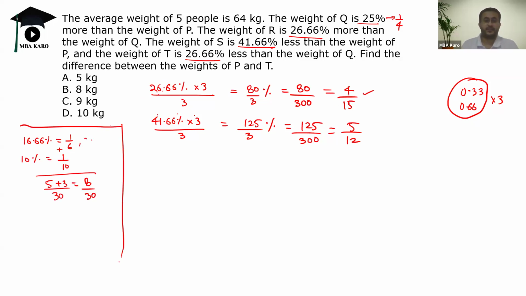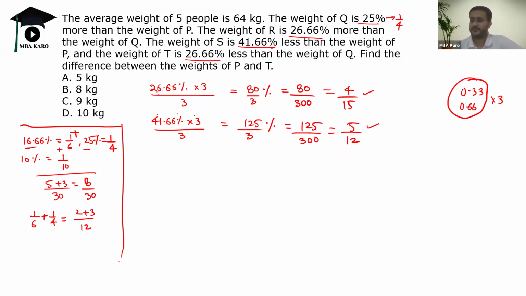Similarly, we know 25% is 1 by 4. If you add 1 by 6 and 1 by 4, we will get 41.66%. 1 by 6 plus 1 by 4 is 2 plus 3 by 12. So we got 5 by 12. So we got these two values, isn't it? So that's how we calculated the values.